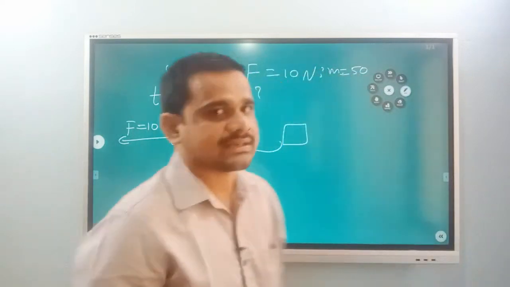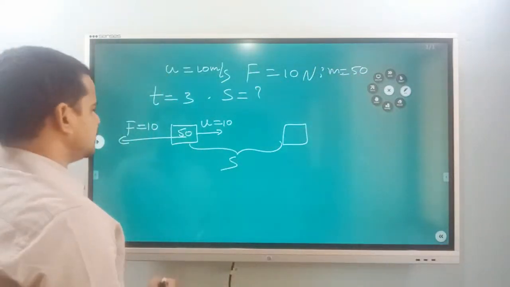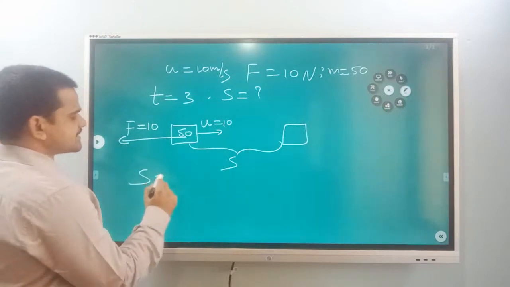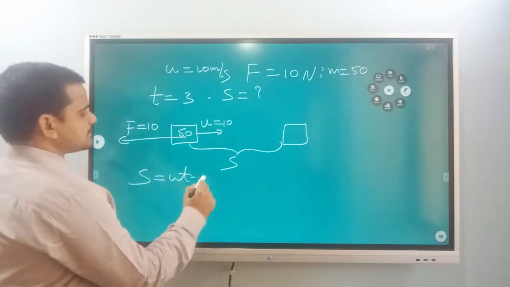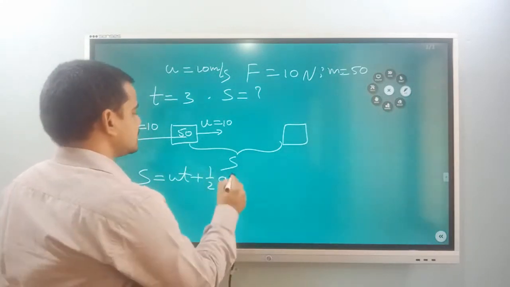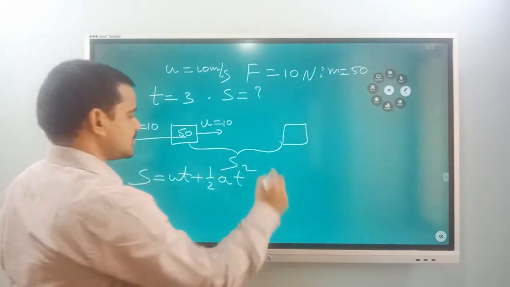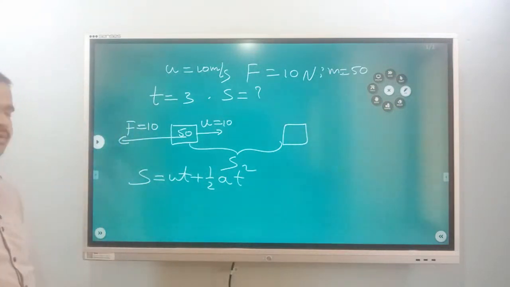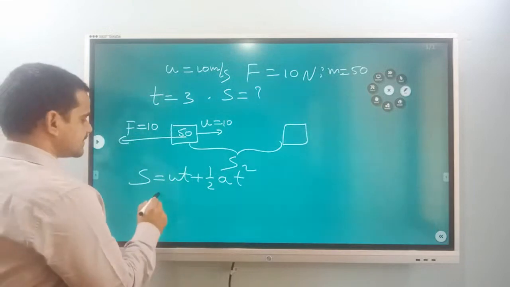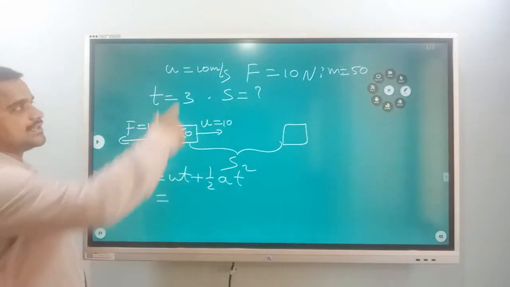So here, the expression I'm going to use is s is equal to ut plus half at square. This one we have to calculate. u, how much here? Initial velocity is 10.